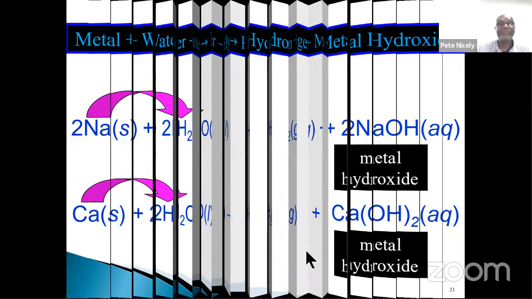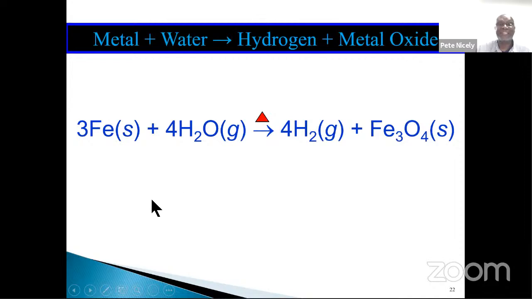Okay, here's another example. Now, in this case, we have a reaction between a metal and water to form a metal oxide instead of a metal hydroxide. In this case, it's iron reacting with water to form hydrogen. And this compound here is a very special compound. It's kind of different. It's actually a combination of two compounds.